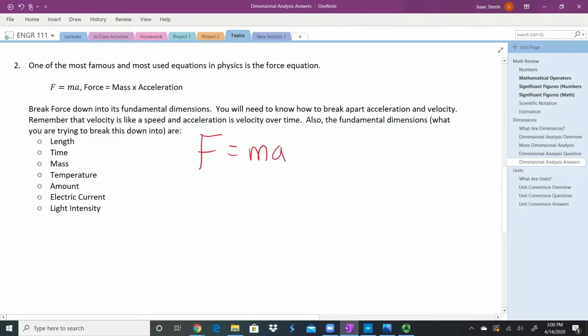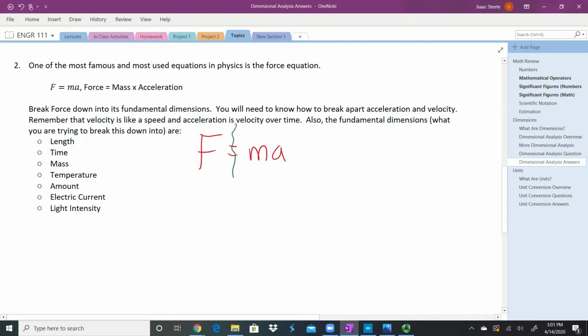And what I want to do here is figure out what force is made up of, but since I have an equal sign here, that means whatever is on the left is the same thing that's on the right. The stuff on the right, it's already in pieces. Ma is a force, but it doesn't look like a force. It doesn't just have an F. It tells me that a force is made up of a mass times an acceleration.